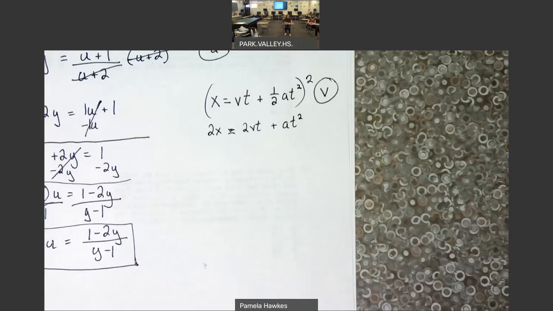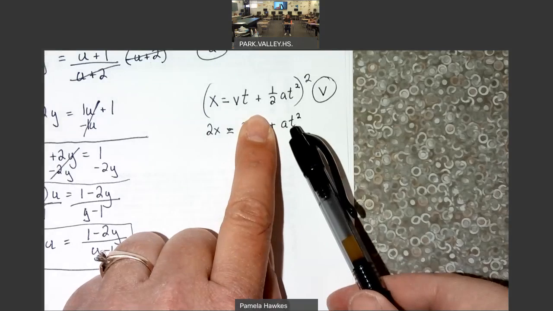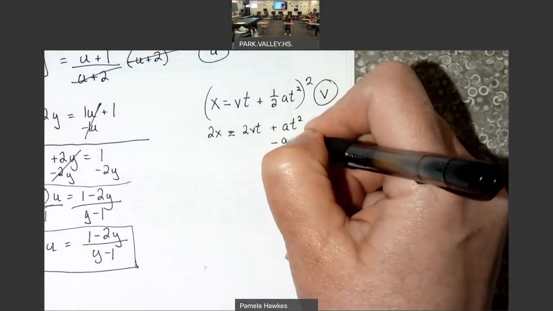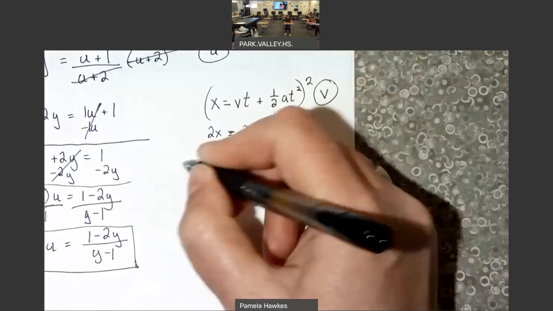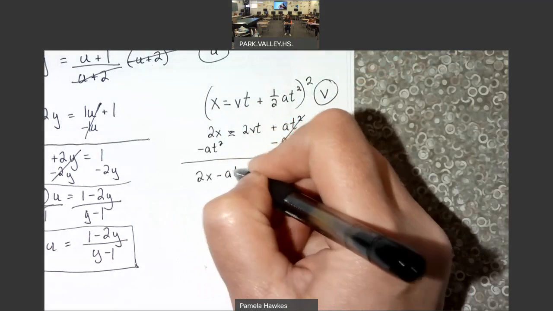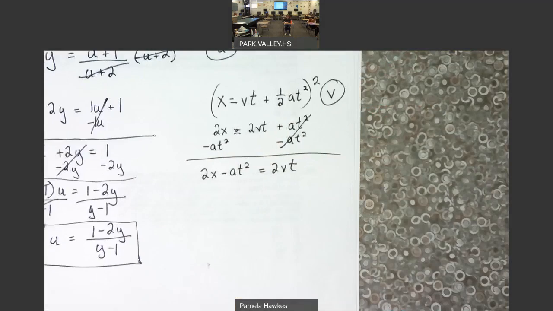Okay, good. She said we need to get rid of the AT squared because I'm trying to get the V alone. So I need to move this AT squared, and she says because it's added, we subtract it over here. So we subtract AT squared on both sides, and I get 2x minus AT squared is equal to 2VT. Right? Is it looking better? Are we feeling more confident?